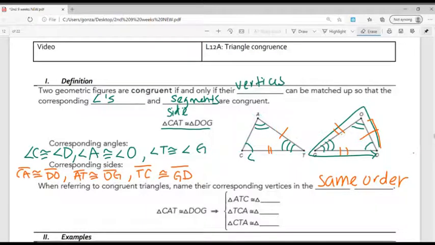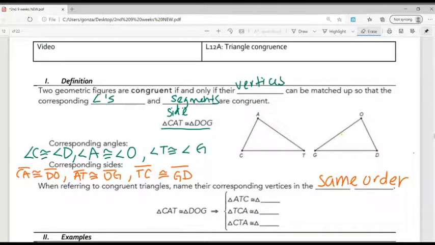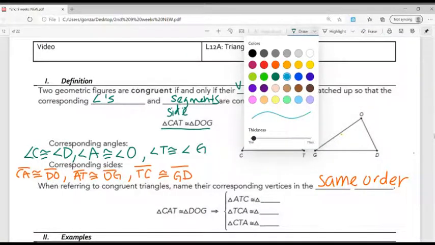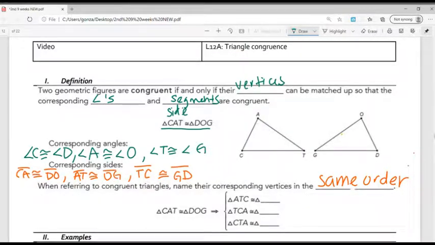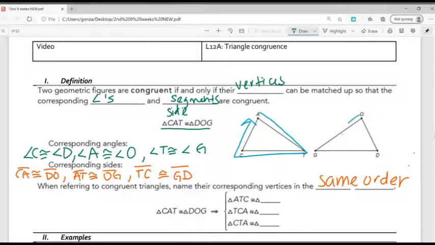So I'm going to erase what I have going on here, and we are going to write the triangle congruent statements, and we're going to base it on the direction of the first vertex indicated in this example. I'm going to start with vertex A, then I go to T, and then I go to C. So this is the direction of my triangle. So now we have to start with the corresponding vertices in the second triangle, and that's going to be O, and then the O is going to go to G, and then D, and then back up. So I go O, G, D.